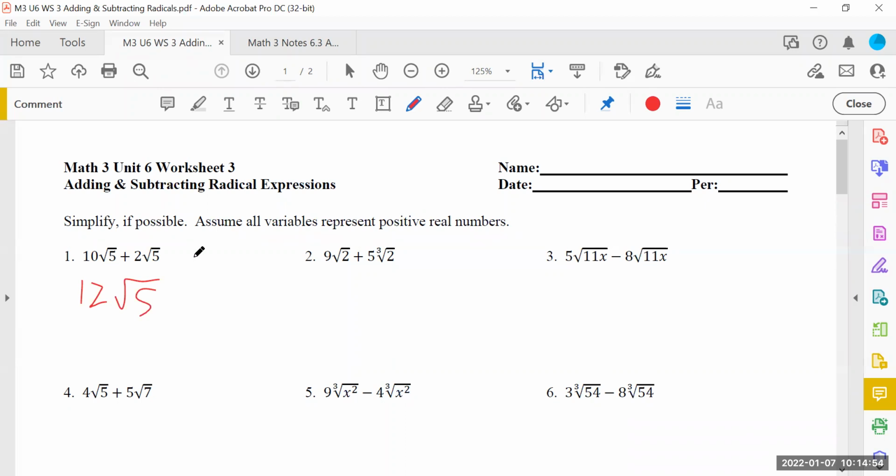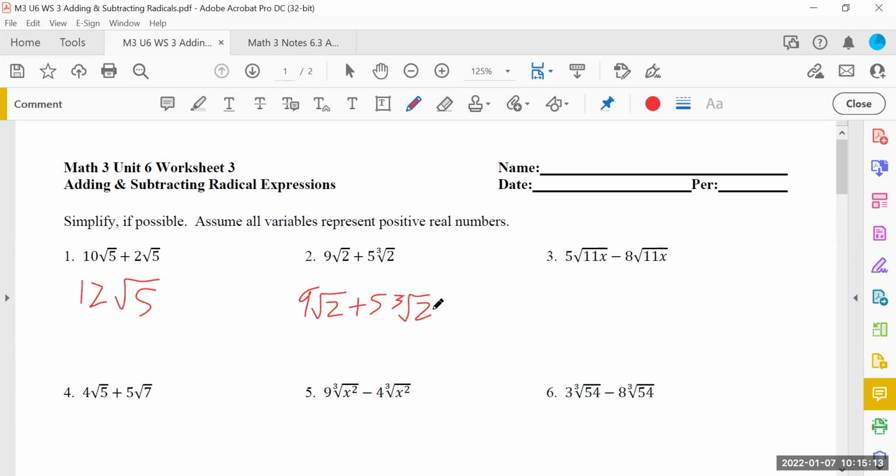Next set, 9 root 2 plus 5 cube root of 2. Joey, can we combine those? No, so we just rewrite it. 9 root 2 plus 5 cube root of 2. If they simplified on their own, you should simplify them. But they're already done. We don't have to do anything with those.